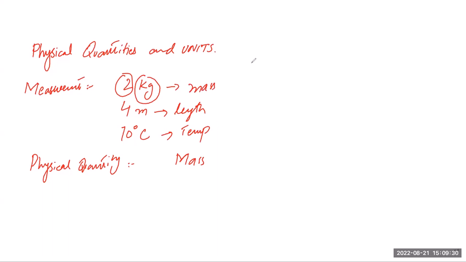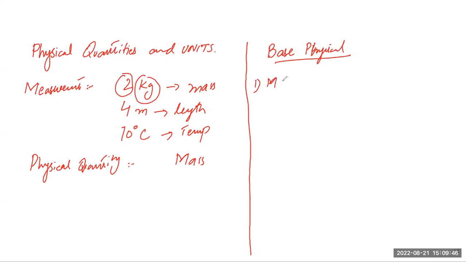Keeping this in mind, physical quantities have two categories. Number one is base physical quantities. There are 7 base physical quantities. Number one is mass. The unit of mass is kilograms, represented by kg. Likewise, then length, represented by meter, and time, represented by second.